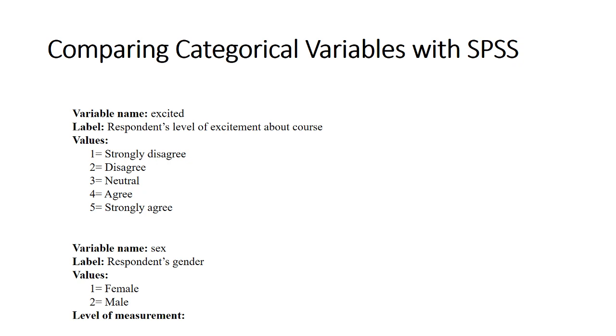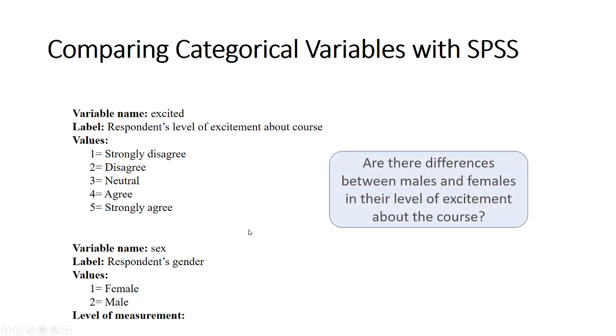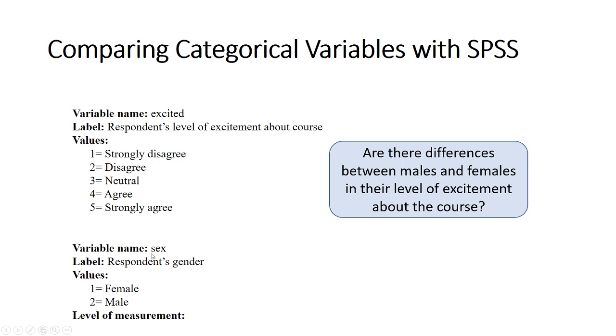We're going to be using the variable excited, which corresponds to the respondent's level of excitement about the course. This is a categorical variable that ranges from 1 to 5, strongly disagree to strongly agree. And we want to know specifically whether or not there are differences between males and females in their level of excitement about the course.